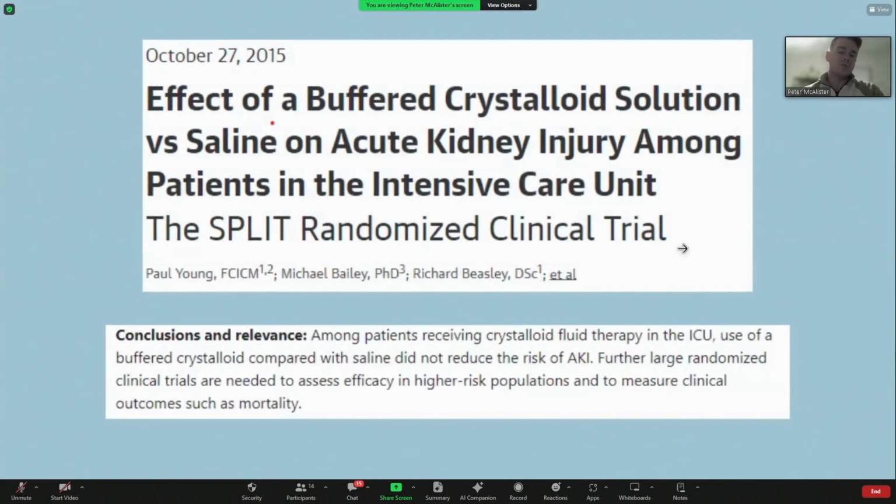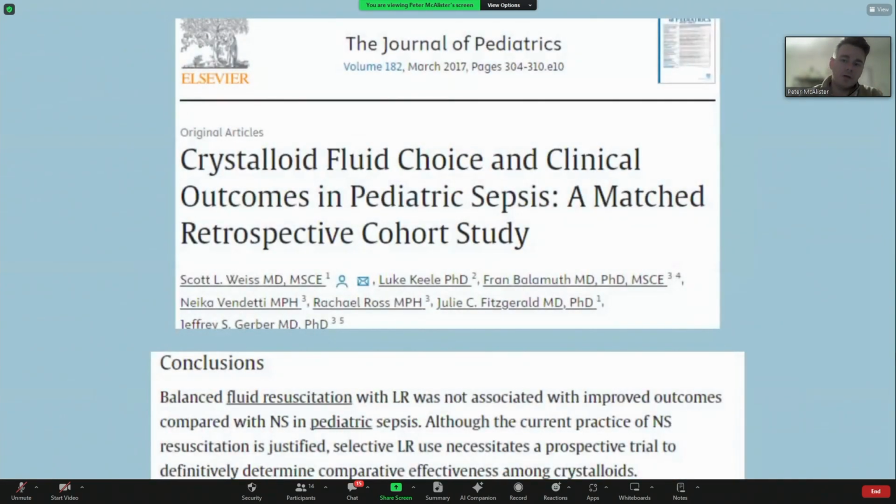As mentioned, a lot of this comes from adult studies, but there are also adult studies which contradict what Michael touched on with regards to the effect of buffered solutions in an adult environment. There's always a study that contradicts, and this is a randomized controlled trial where balanced solutions did not reduce the risk of AKI in comparison to saline. And a retrospective cohort study using balanced solutions such as Ringer's lactate in comparison to normal saline for pediatric sepsis again found no association with improved outcomes.